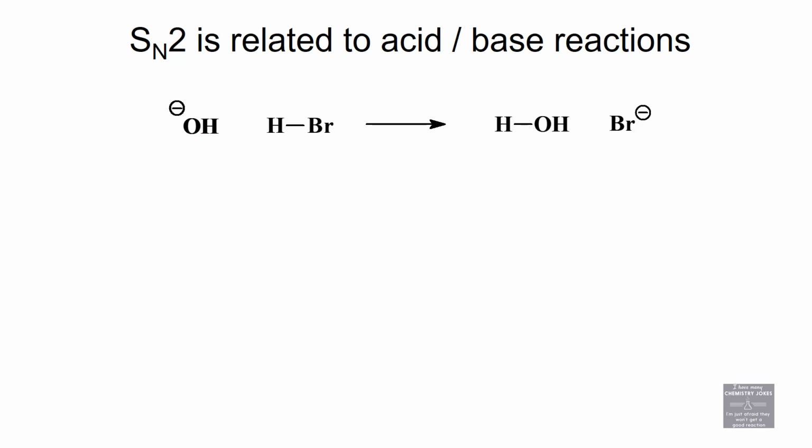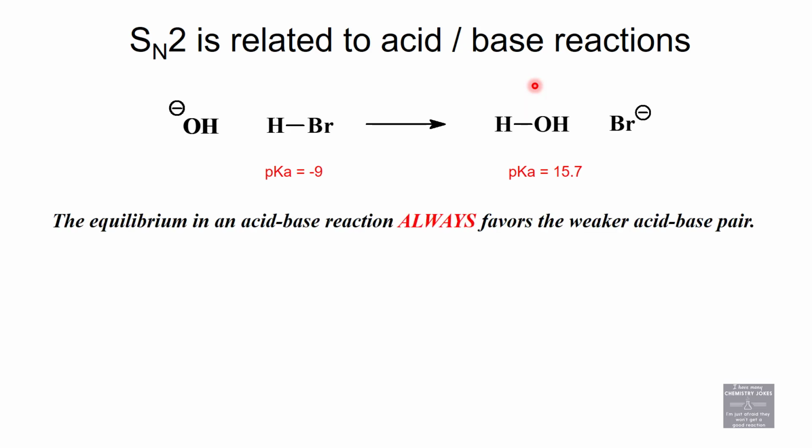This says Sn2 is related to acid-base reactions. What does that mean? This is hopefully a familiar acid-base reaction. Hydroxide plus HBr. This is my acid. It creates water and Br minus. This is my conjugate acid. If I list the pKa of my acid and the pKa of my conjugate acid, remember equilibrium always favors the weaker acid-base pair. So we favor the products up here.